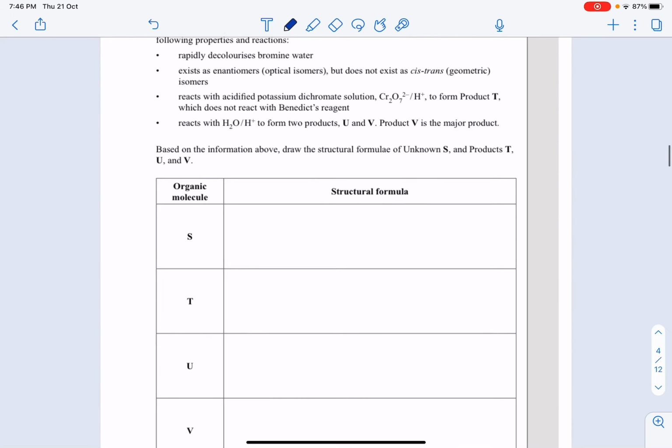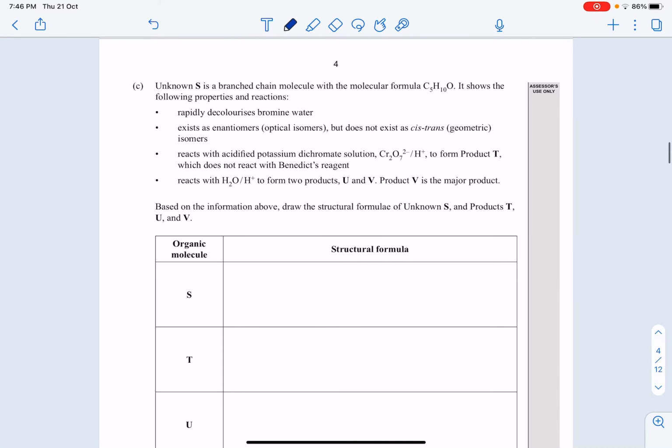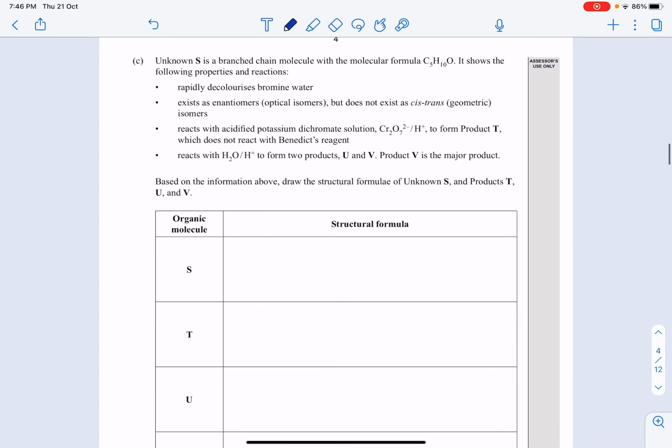Okay, now the next part of 2020 question number 1, this is also an excellent question. So sort of you are trying to solve a riddle that fits with all the descriptions in these bullet points. So you started with S as a branched molecule. So I'm going to highlight some of the keywords with a molecular formula.